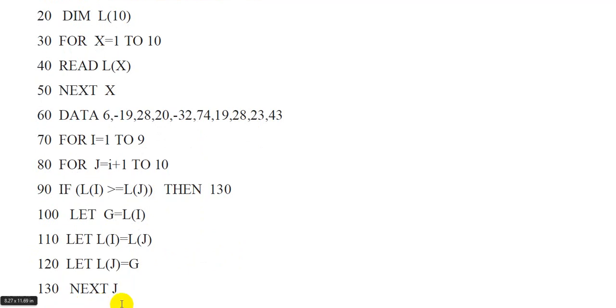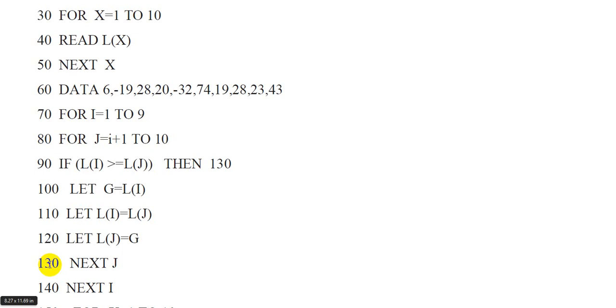NEXT J. Then we conclude subsequently. 100 LET G equal to L(I). 110 LET L(I). This is the LET command, just like READ, FOR, and IF THEN statements, the conditional statement. IF THEN LET L(I) equal to L(J), and then LET L(J) equal to G, then 130 NEXT J.